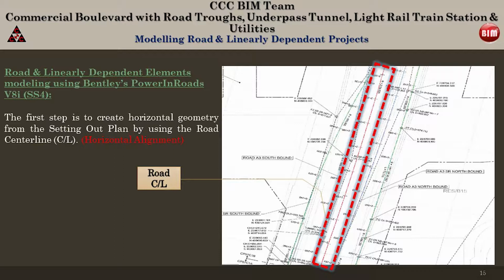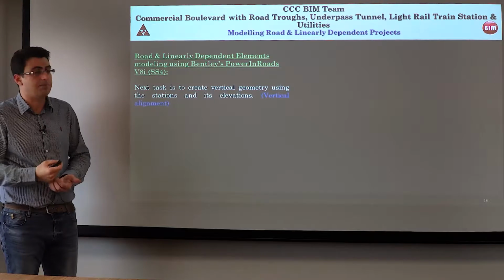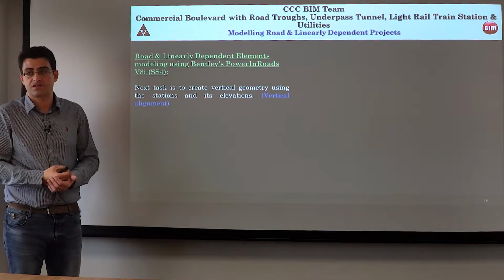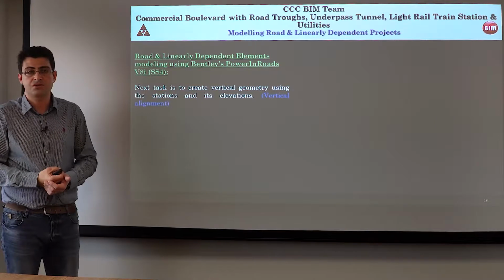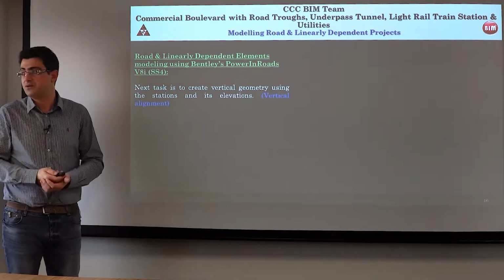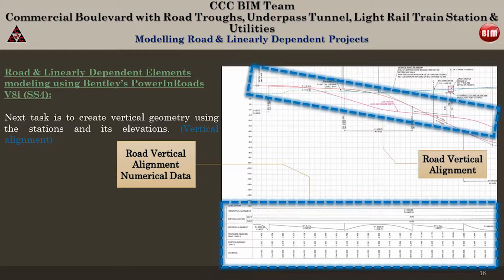And you can see it here as a red element, which is the horizontal alignment. After we model the horizontal alignment as a line in a 2D space, we have to go and create, update points of this line with the elevations such as the ones that we have in our design. As you can see here, the vertical alignment from the drawings is coming in these elements, and the numerical data required are down here, usually in the form of a table that is dependent on the length of this element.